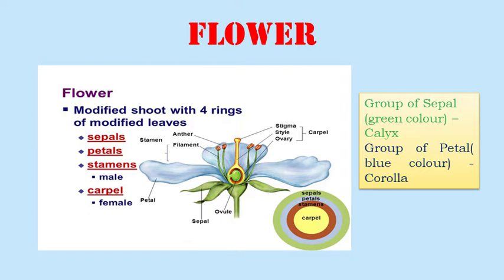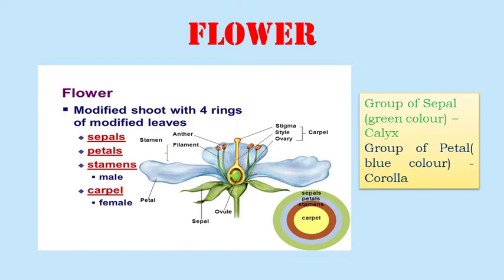Before going into the details of these parts of the flower, you just see the diagram very carefully. We'll start from the lower side. Sepals, have you seen sepals, which are green in color in the lower part? What is a sepal? A sepal is a part of the calyx, usually green in color, and it functions as protection for the flowering bud.